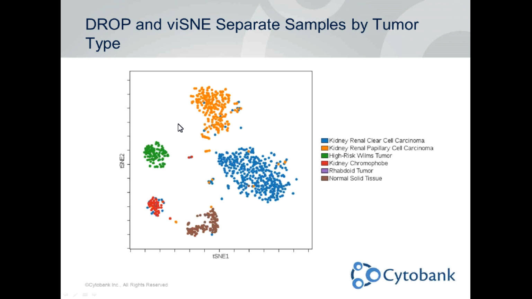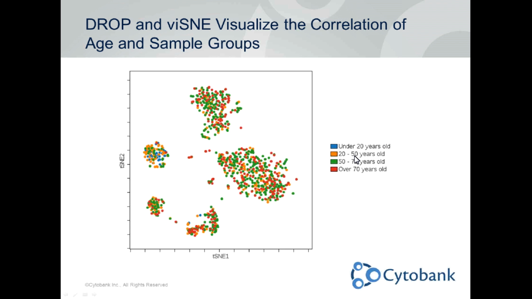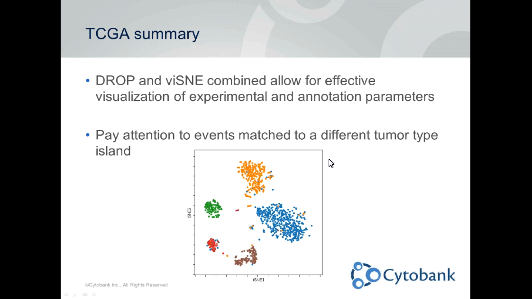And this coloring mode in Cytobank, if you're familiar, is a dot plot color by overlaid figure dimension. And then we've gated out these cancer types or these age groups as figure dimensions. So the summary of this data set is that using DROP to convert this data to an FCS file and running VISNE on it has definitely allowed for an effective visualization of these experimental and annotation parameters. So we can see, yeah, sure enough, it did separate these cancer types.